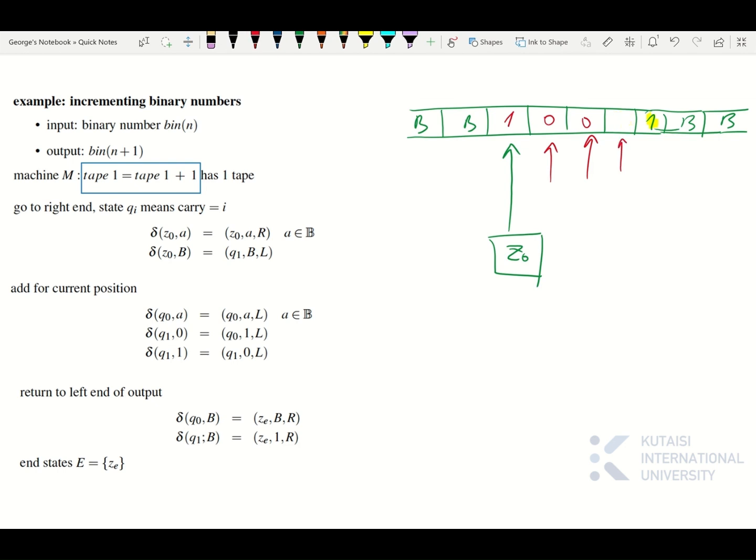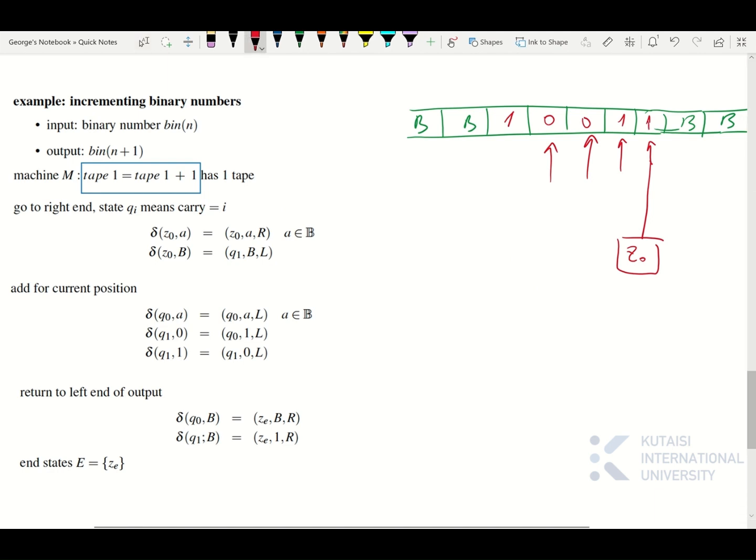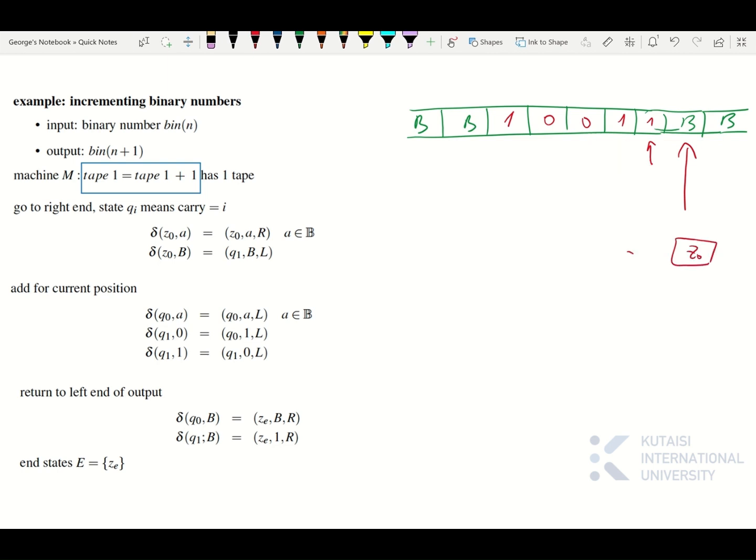Let's do this one more time. 1, move here. It will erase 1, and now it's here, but it's still in state Z0, right? Because it stays in the same state. So now it's here, and what's it going to do next? Again, it's going to erase 1 here, and now it's on the blank. So it will move here, Z0. So everybody agrees that this will happen, right?